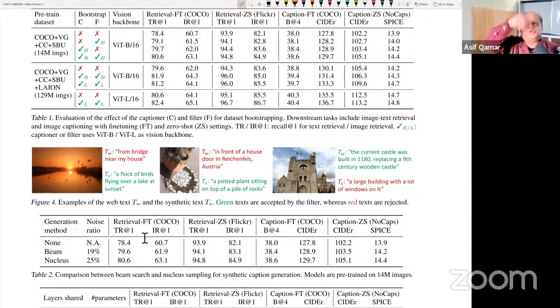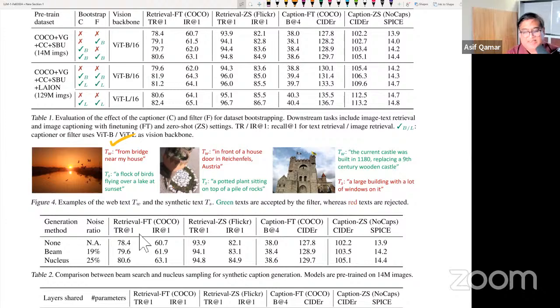So if you are training the model, you don't want to train the model to say such things as a bridge near my house. You want to train the model to say a flock of birds flying over a lake at sunset, isn't it, guys? Right? And this is the beauty of this. This model learns from the noisy data and it ends up producing better captions. So you would agree that for the left case, this is a winner.